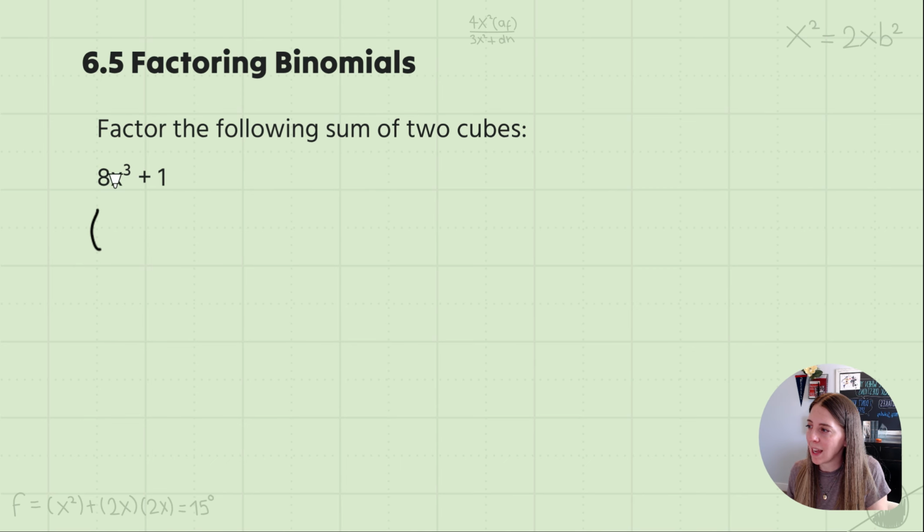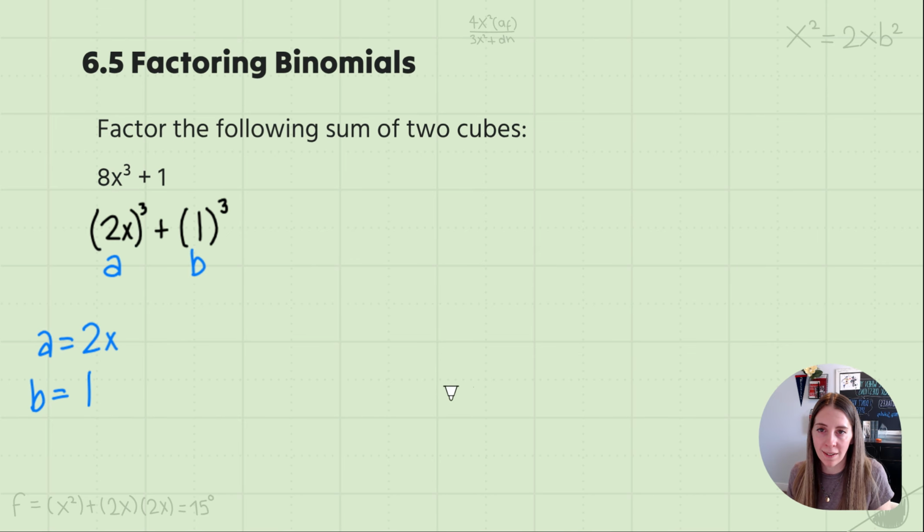So 8x cubed could be rewritten as 2x quantity cubed, right? 2 to the third power is 8, and x to the third power is x to the third. Then we have a plus, and then 1 can be rewritten as a cube, just like 1 to the third power. Writing it like this helps me identify what A and B are for my formula. So A is 2x and B is 1.